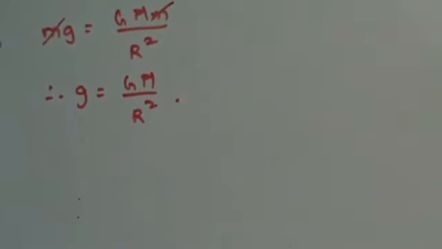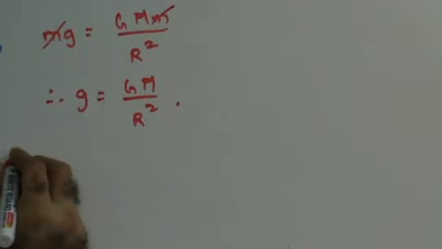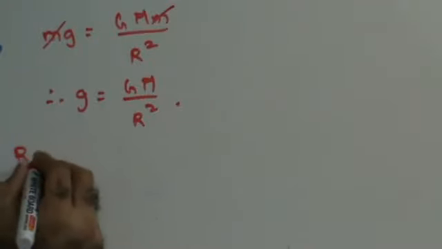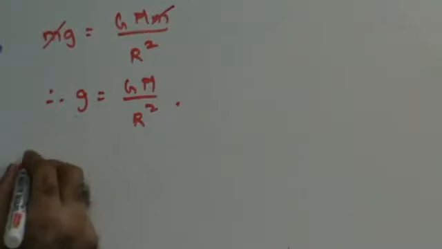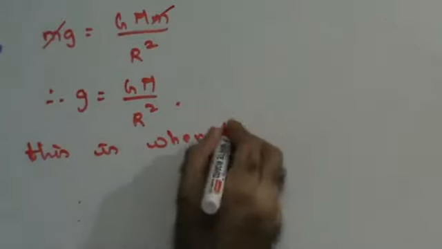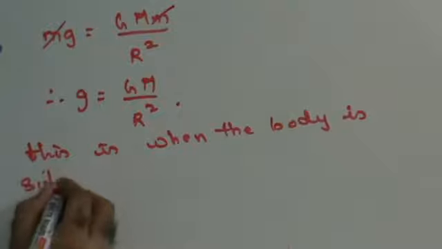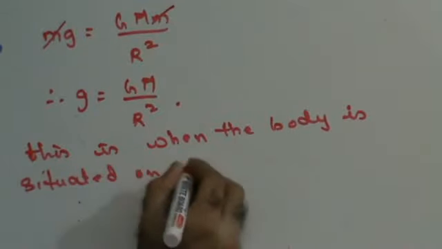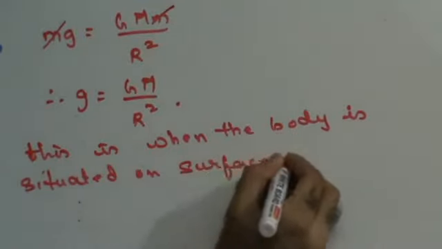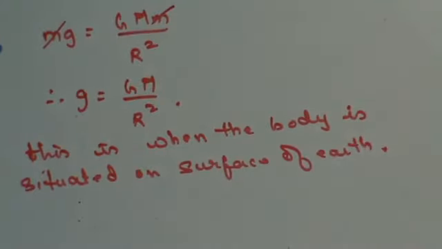So gravitational acceleration is nothing but GM upon r square. Now here the body was situated on the surface of the earth, where r, this is when the body is situated on surface of earth.